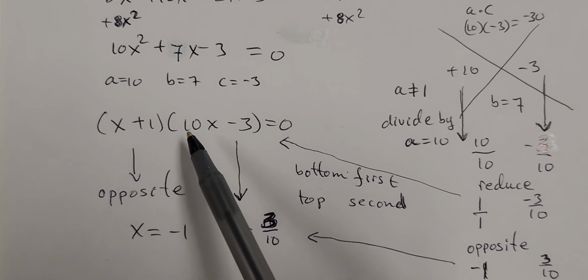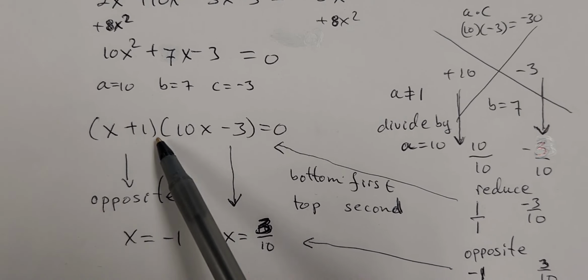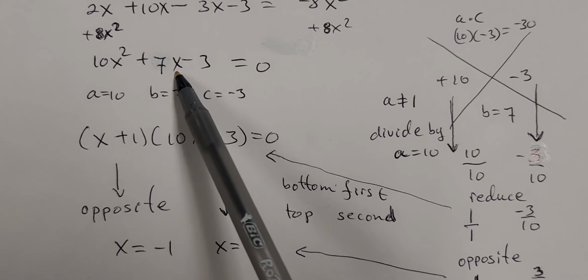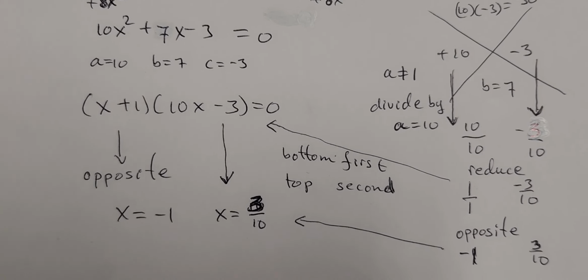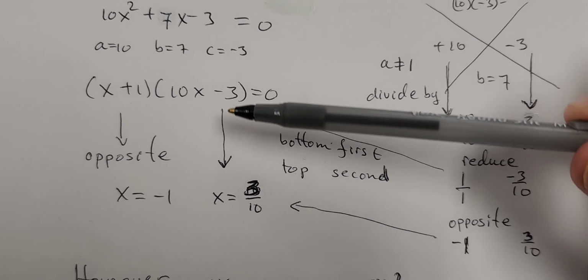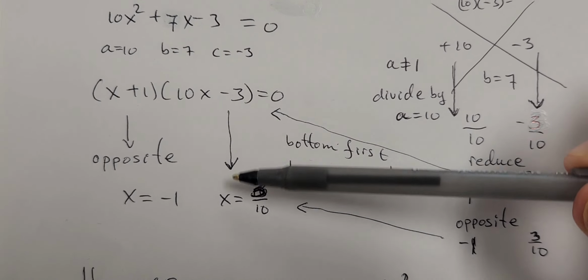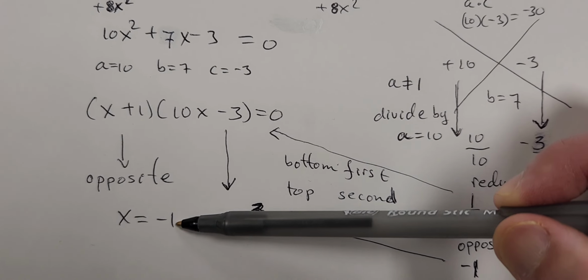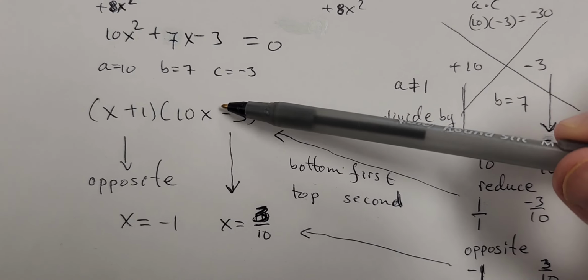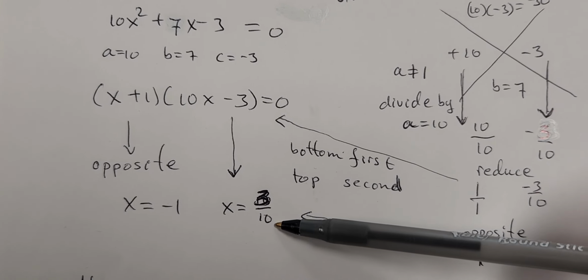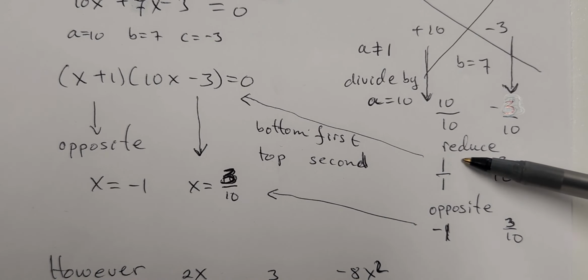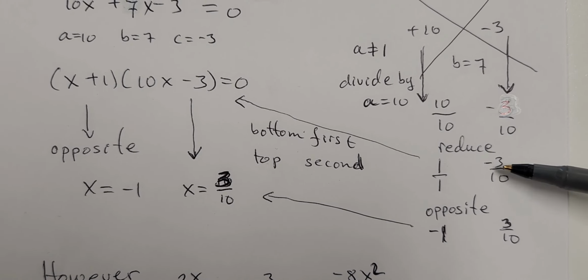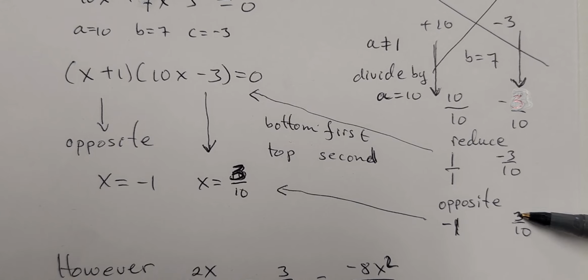So x plus 1, 10x minus 3 is the factor form of 10x squared plus 7x minus 3. Okay. However, we don't want the factor form. We want the answer. So to get the answer, we need the opposite of it. So the opposite of plus 1 is minus 1. The opposite of this is positive 3 over 10. And you can see it from here. The opposite of positive 1 is negative 1. The opposite of negative 3/10 is positive 3/10.